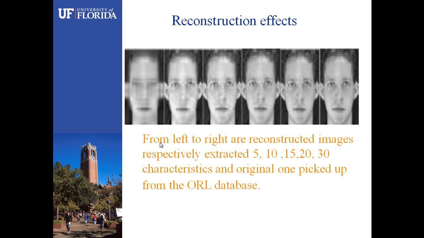As this picture shows, from left to right are reconstructed images extracted with 5, 10, 15, 20, and 30 characteristics, and this is the original one. As the number of characteristics grows, the reconstructed images become clearer and closer to the original one. We should normalize the singular values to overcome the impact of factors such as uneven illumination.